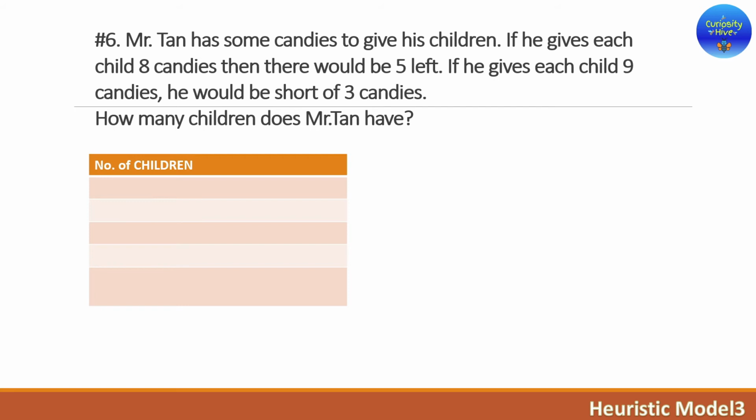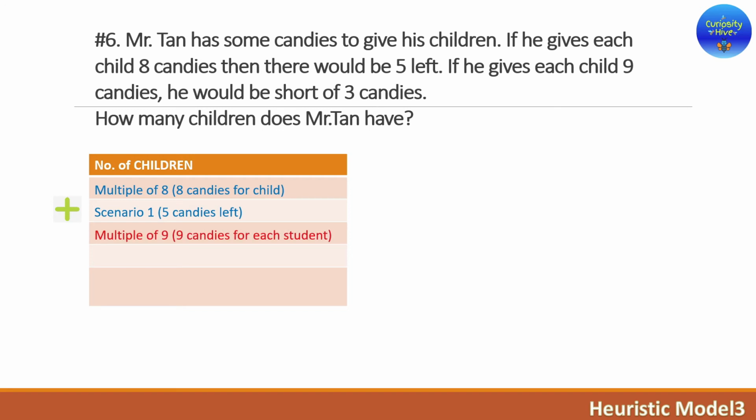Well, let's plot our list. Now we need to find the number of children, and as per the first scenario, each child is given 8 candies, and if this is done, 5 are left. That means there are 5 extra candies. And as per the second scenario, each child is given 9 candies. That means we need to find a multiple of 9. And if this is done, Mr. Tan is 3 candies short. That means we have to subtract 3 from the answer. And then we compare both the scenarios to see if they are the same or not.